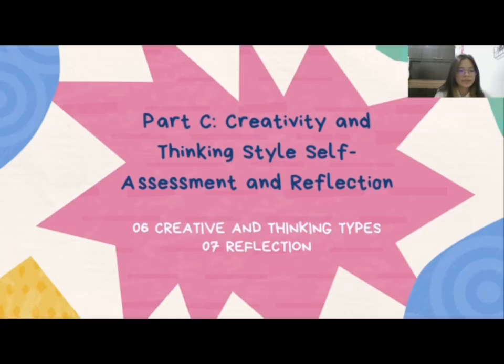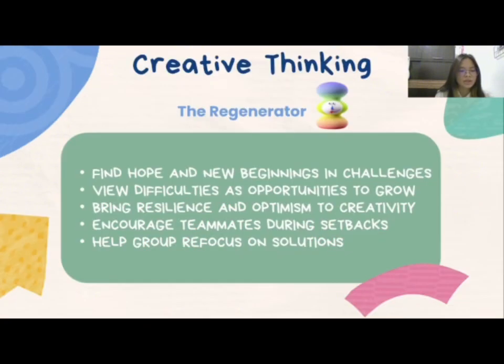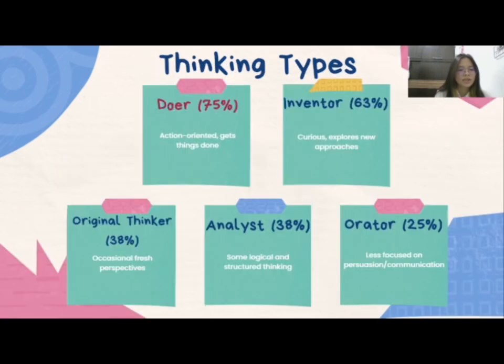Last one is Part C, creative and thinking style, self-assessment and reflection. In the creative type quiz, my result was the Regenerator. This means I can find hope and new beginnings even in difficult situations, and in teamwork, I encourage others and focus on solutions. In the thinking style quiz, my higher result was the Doer at 75%. This means I think in a concrete and practical way, focusing on ideas that can become real outcomes. As a doer, I help turn plans into action, which is useful in teamwork.